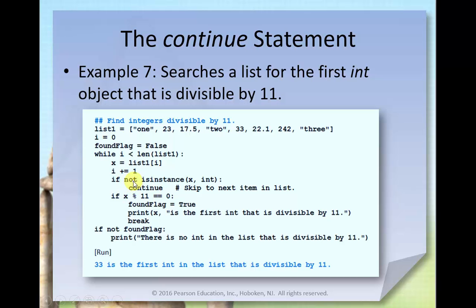If it's not an integer, then there's no sense trying to divide by 11, because that'll just cause it to create an error condition. So we just want to continue: we want to go back up to the top of the loop and not execute this code down here. So that's where the continue statement can be particularly useful to evaluate certain conditions that might potentially cause an error in your code, and then skip over them and go back to the top of the loop.